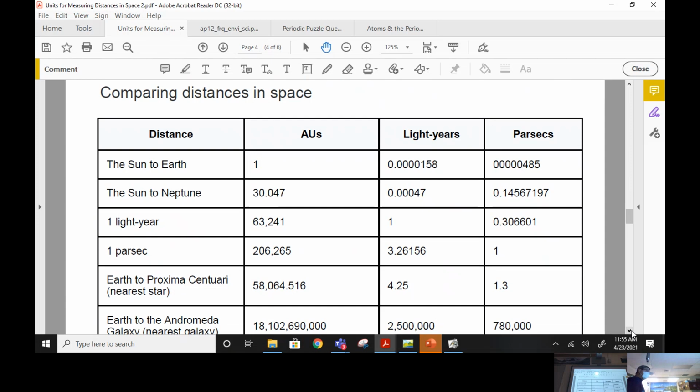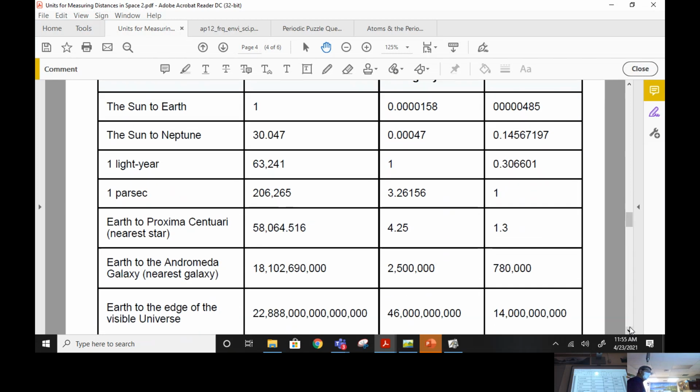Okay, so here's a chart that compares these distances. We've got the astronomical units, the light years and the parsecs. The sun to Neptune, 30 astronomical units. A little further down, the sun to our nearest star, 58,000 astronomical units, and so on.